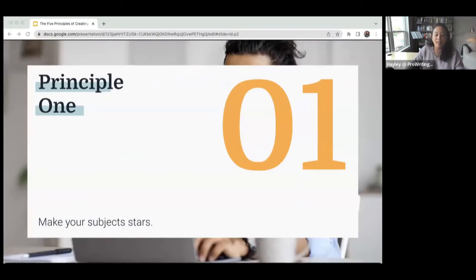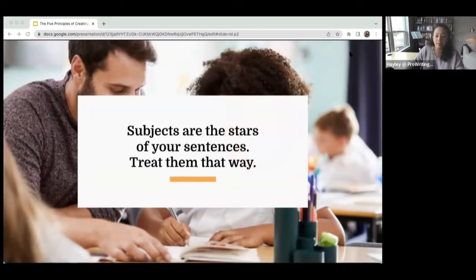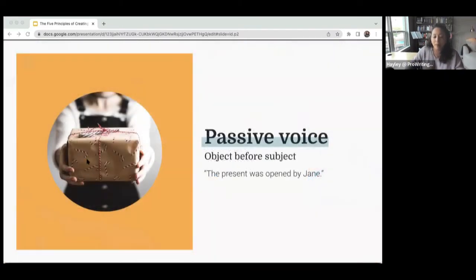So principle 1 is to make your subjects the stars of your sentences. So what does that mean? Subjects are the stars of your sentences. They are the focus of your sentence. They are the main actors in your text, and it's really important to prioritize them. If you have written a sentence with passive voice, that means that you've put the object of your subject before the subject of your sentence. Passive voice takes the power away from your subjects, putting your subjects out of the starring role.